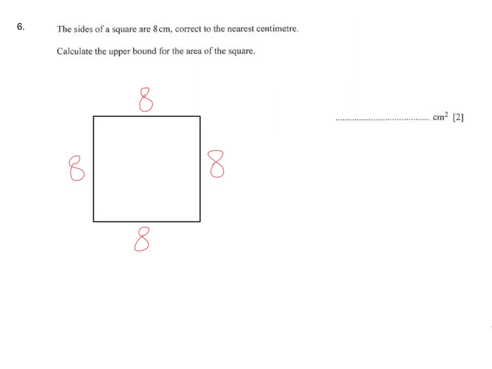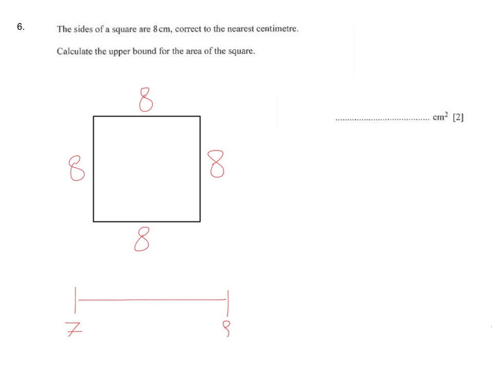However, those sides have been measured to the nearest centimetre. They're not accurate. They're not exactly 8. 8's the nearest they are. So we've got to think about how high could each of those sides actually be. So I'll do a very basic overview here.